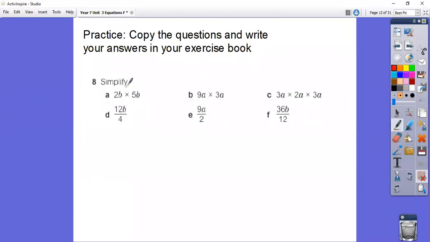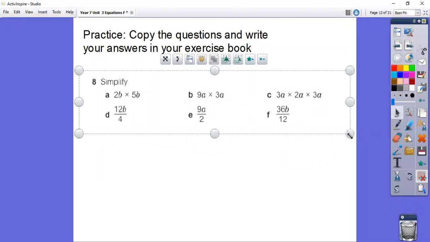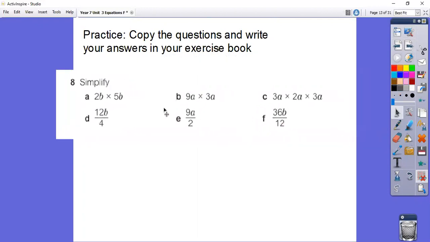So moving on to question 8. Again, remember, you've got to copy these questions into your books, show your workings, and then write your answers. So 2b times 5b, well, we know that from the previous example. 2 times 5 is 10, and b times b is b squared. So that will be 10b squared. 9a times 3a, you should be able to do that fairly straightforwardly. All of these questions are nice and easy. Try them yourself. If you have any problems, drop me a message.